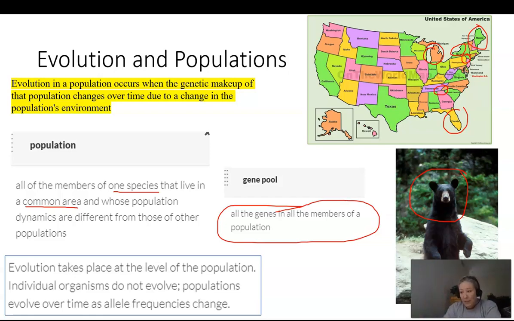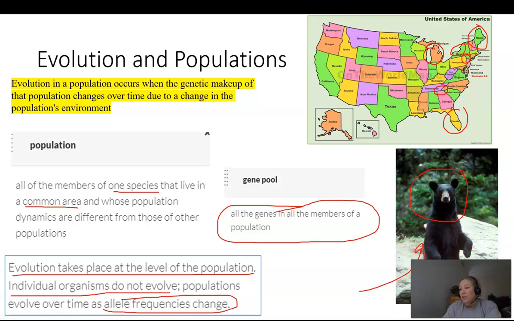Now, the reason I keep saying that is because evolution takes place at the level of the population. Individual organisms do not evolve. So this individual bear, if its environment changes, is not going to evolve. It's going to adapt, right? Natural selection may act on that individual bear, but only populations as a whole evolve. Populations evolve over time as allele frequencies change within a population.